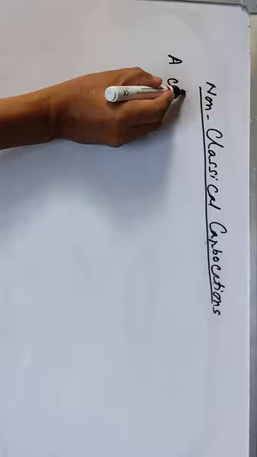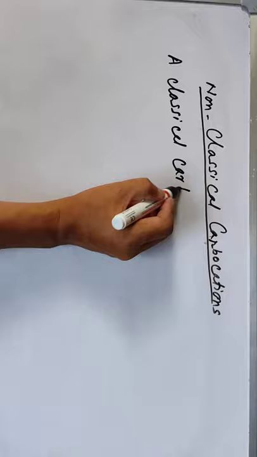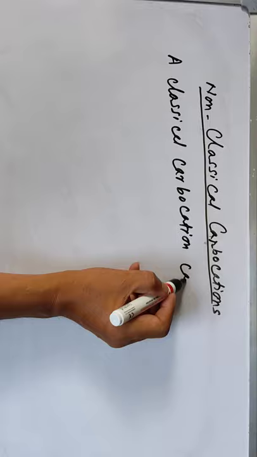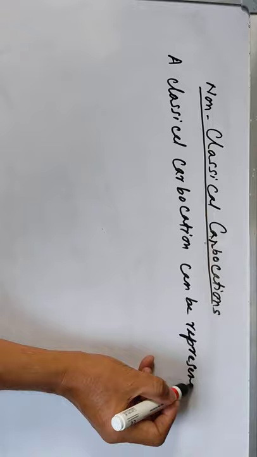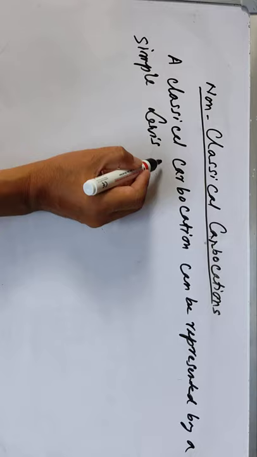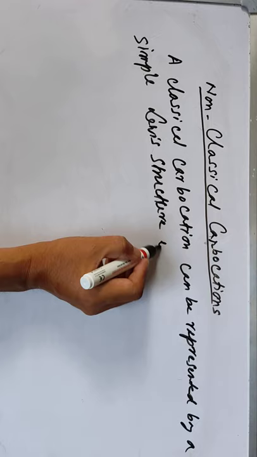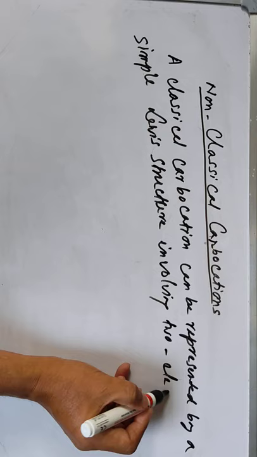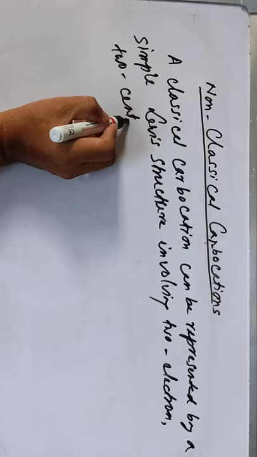So I write down here, a classical carbocation can be represented by a simple Lewis structure involving two electrons and two-center bonds.